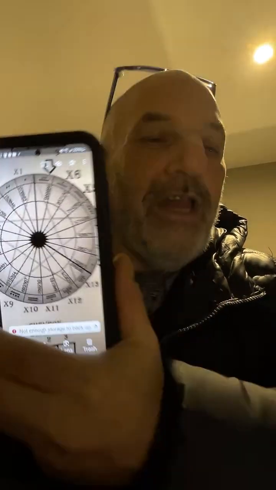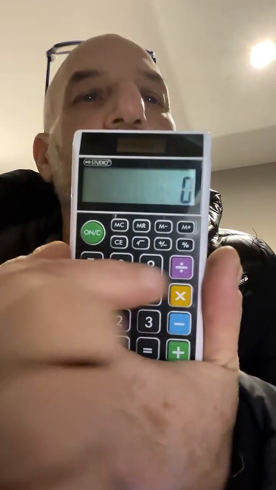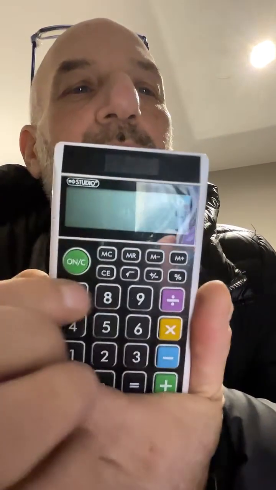So if I want to get any of these, right, I'm just going to do like this. 9 divided by 7 equals 1.28. So when you look at it, hold on a second.